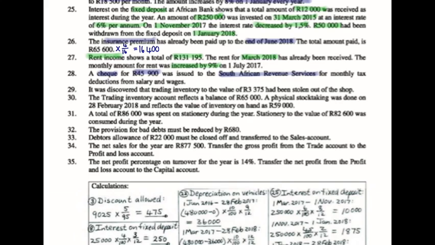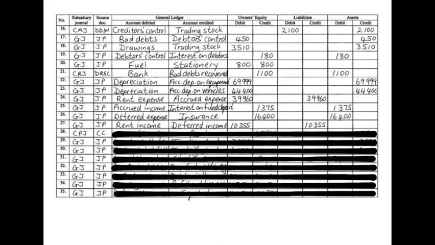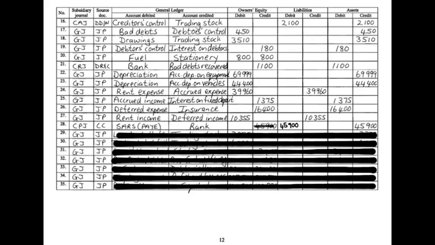for monthly tax deductions for salaries and wages. So my bank is decreasing because it's a payment made. So bank is my credit account, decreasing with 45,900. Then the account that I'm paying is called SARS Pay As You Earn, and SARS Pay As You Earn is known as a liability account. So my liability is debited, which causes a decrease in my liabilities of 45,900.